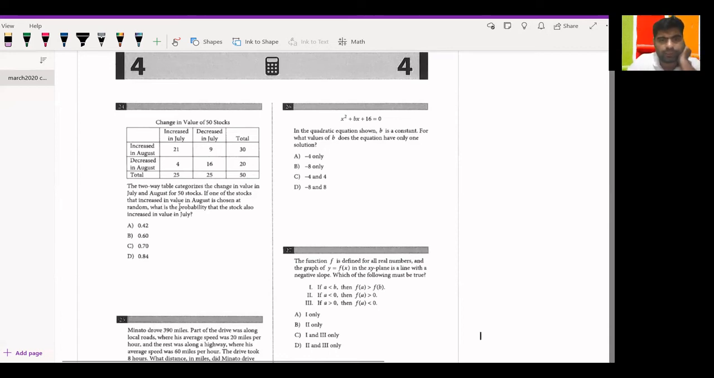Okay, if one of the stocks that increased in value in August is chosen, the total that increased in August is 30. What is the probability that the stock also increased in July? So 21 on 30. If you divide both sides by 3, that is 7 on 10, 70% or 0.7.